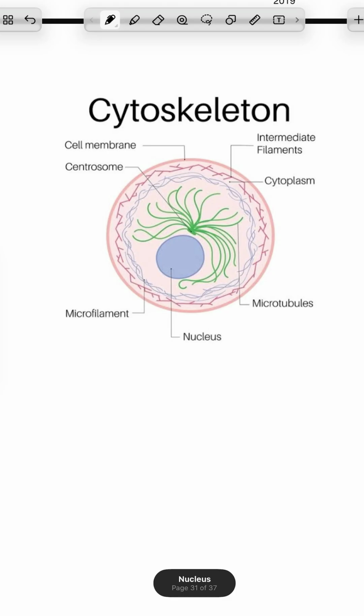Everyone. Have you ever wondered how a cell maintains its shape, moves, and transports materials inside it just like a well organized city? The answer lies in an invisible but powerful framework called the cytoskeleton.